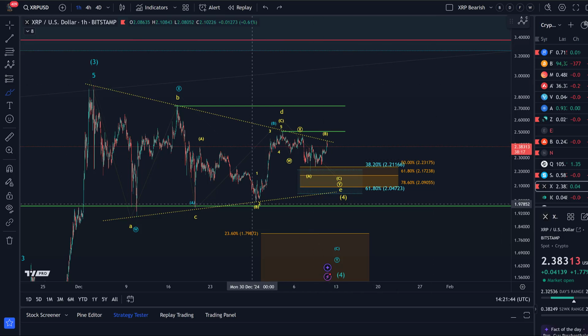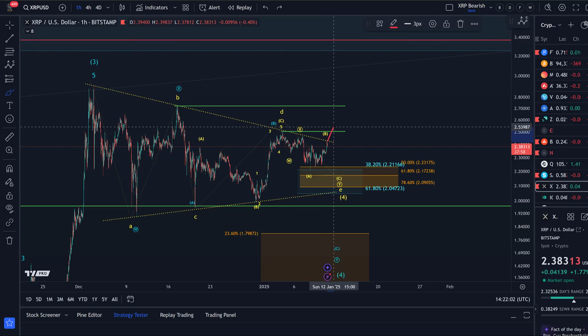Now, I told you about the invalidation point, but what would be the confirmation point? When can we say that we are really likely attacking the all-time highs? Well, first of all, we need a break above the first green line at $2.50, followed by a break above the next high at $2.72. These are the two levels that now need to be broken by the price, yeah?